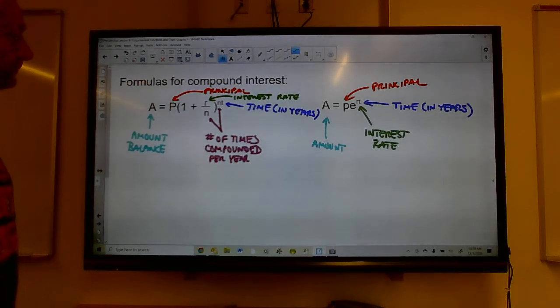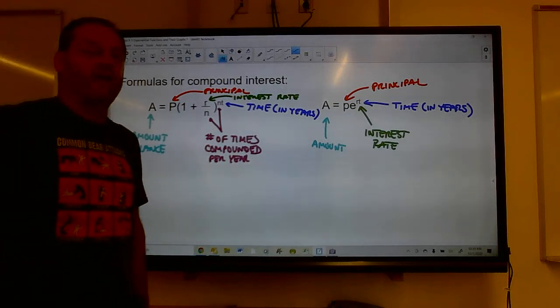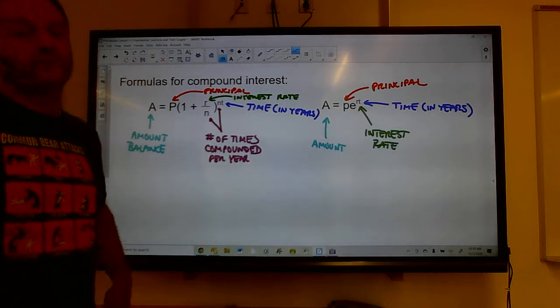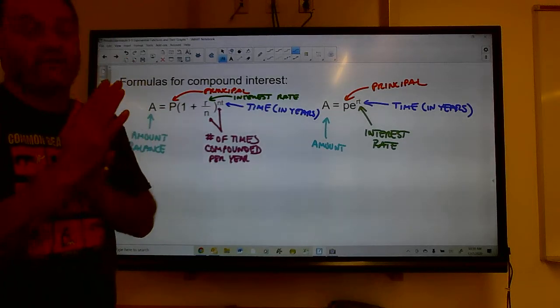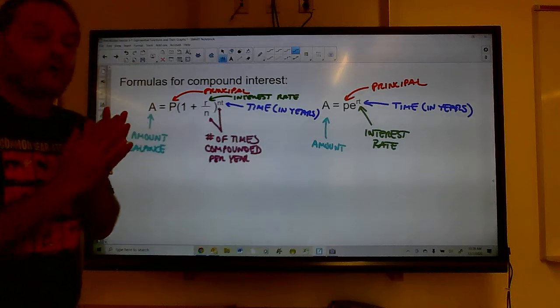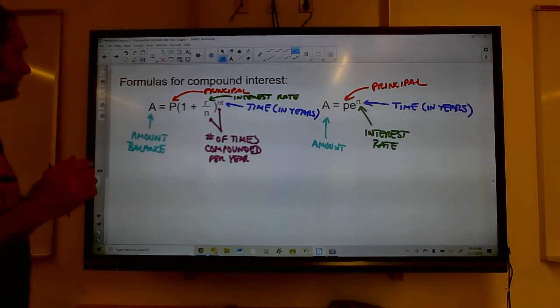Okay. So you need to know these two formulas. I would write them down every single time that you do a compound interest problem. You need to write that formula down. You need to have those memorized, okay? Because you use these a lot.